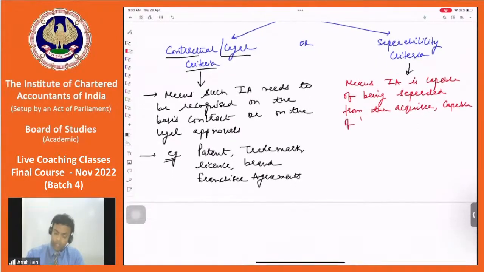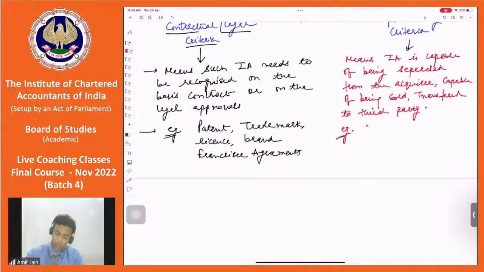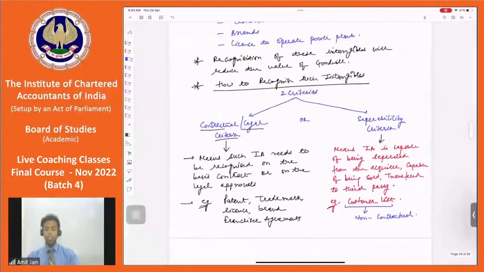Capable of being sold, transferred to a third party. This is not arising out of the contract. For example, customer list. Customer list is non-contractual. Right, guys? This is the gist.